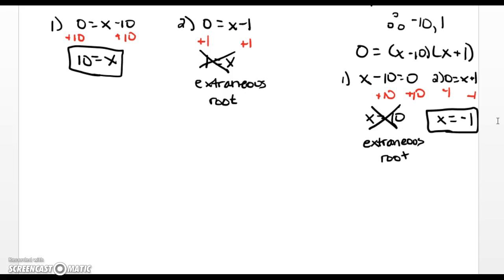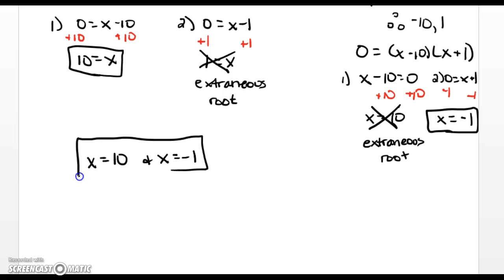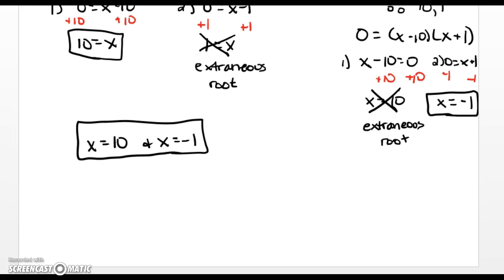Now that we have our answers, we'd have x is equal to 10 and x is equal to -1. I'm just going to write this as an overall summary sentence. In our first piece of the piecewise function, we have x is equal to 10, and then we have x is equal to -1 in the second part. And now we have to go and verify our answers.